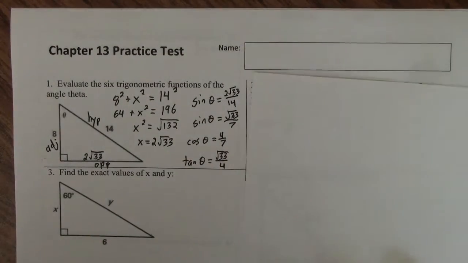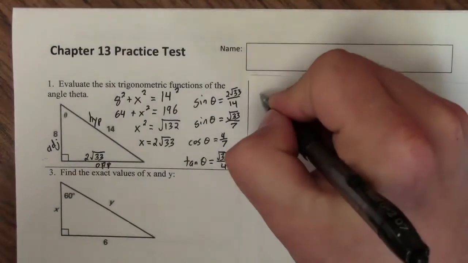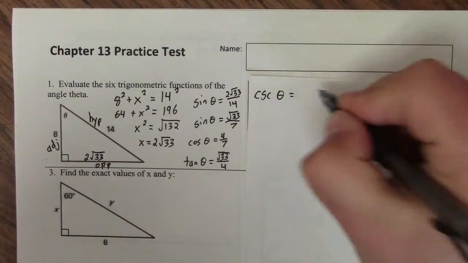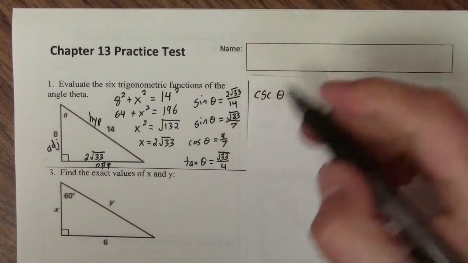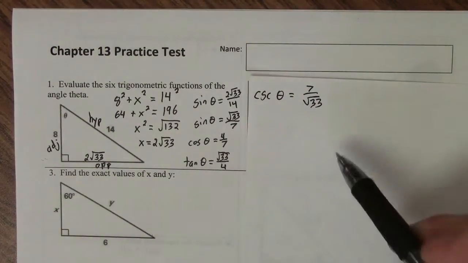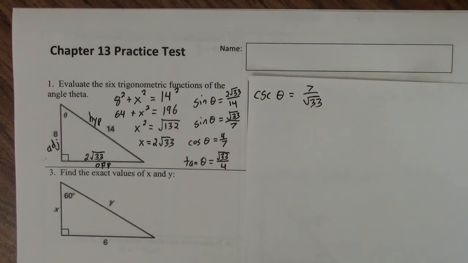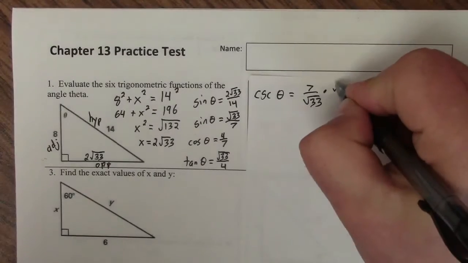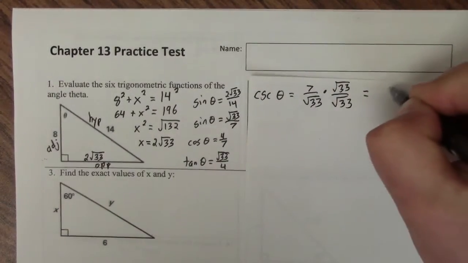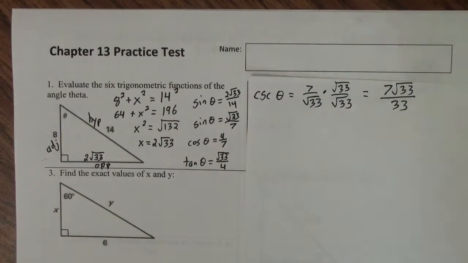The next 3 trigonometric functions are the reciprocals of these. So cosecant theta is going to be, instead of rad 33 over 7, it will be 7 over rad 33, the reciprocal. But there's a problem here because we have a radical in the denominator. We need to rationalize it. So if we multiply this by rad 33 over rad 33, we get 7 rad 33 over 33.